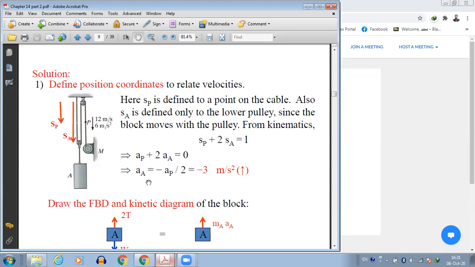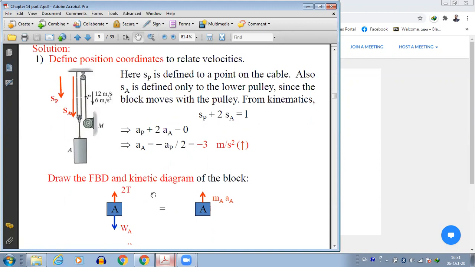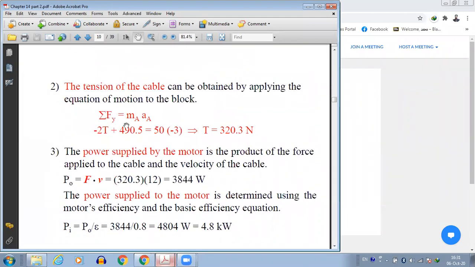Based on that, since we know AP, the acceleration at point P, we will find the acceleration at point A. Once we know this, we can apply the free body diagram. We can apply the force balance at pulley A, or at the body A. So weight is acting down, we have 2T up. So summation Fy equals MA. So it will be negative 2T plus 490.5 equals mass times acceleration. We'll find the tension.